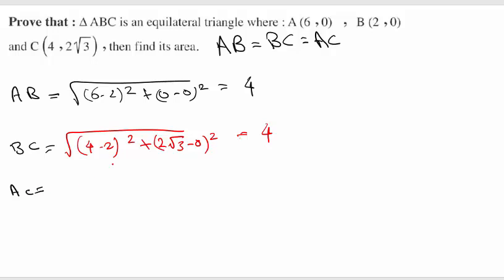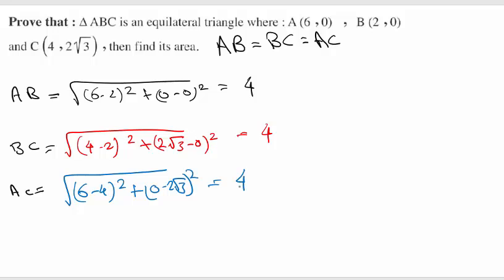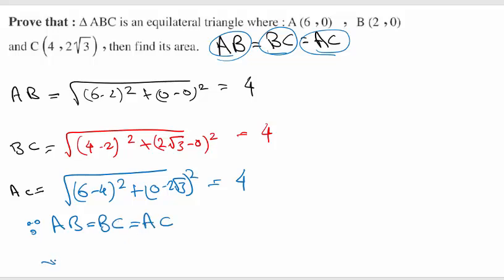The last one is AC. How to calculate AC? The same step. I will make it the square root of (6 minus 4) raised to the power of 2 plus (0 minus 2 square root of 3) raised to the power of 2, which equals 4. So since I found that AB equals BC equals AC, therefore triangle ABC is an equilateral triangle.